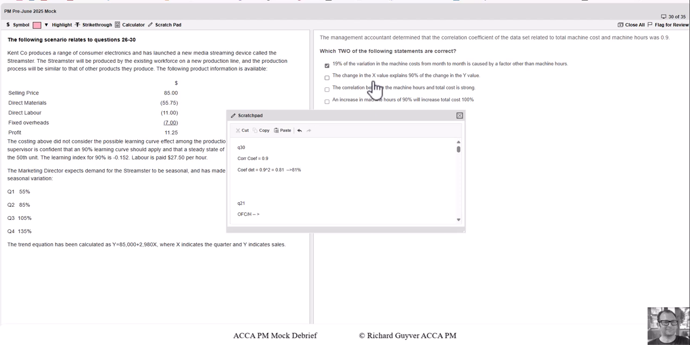The change in the x value explains 90% of the change in the y value. This is a common mistake. What that's doing is taking the 0.9, i.e. 90% correlation coefficient, but using the coefficient of determination to describe it. So that's not true. So make sure you're clear whether you're talking about the correlation coefficient or the coefficient of determination. The correlation between machine hours and total cost is strong. A 0.9 correlation coefficient is strong. An increase in machine hours of 90% will increase total costs 100%. That's just a nonsensical comment. So we've got our two answers there.